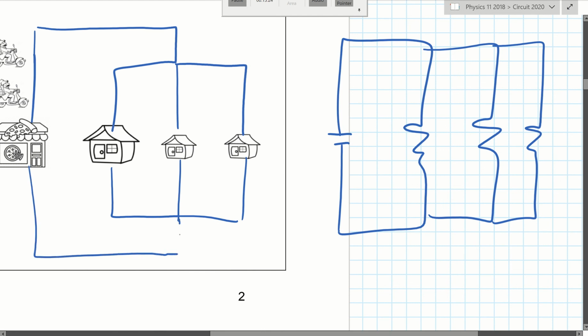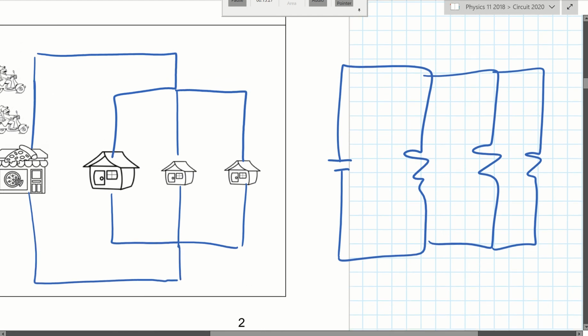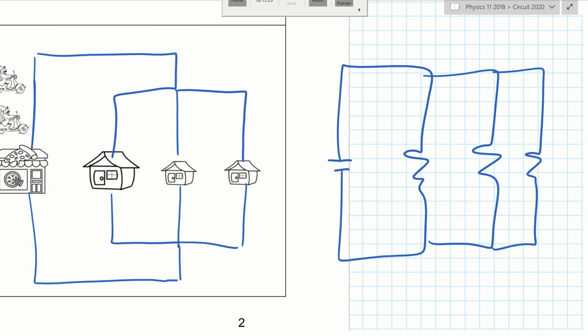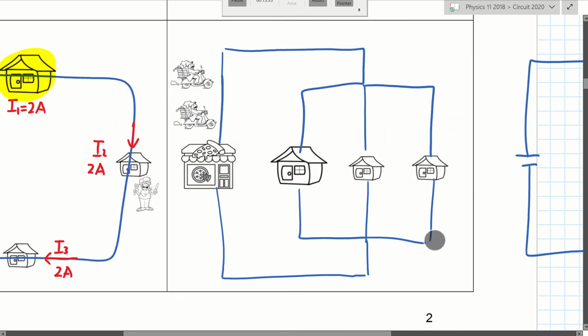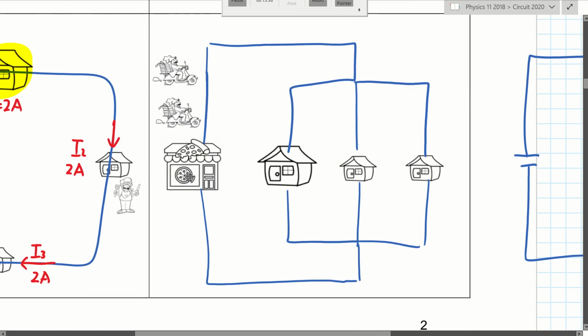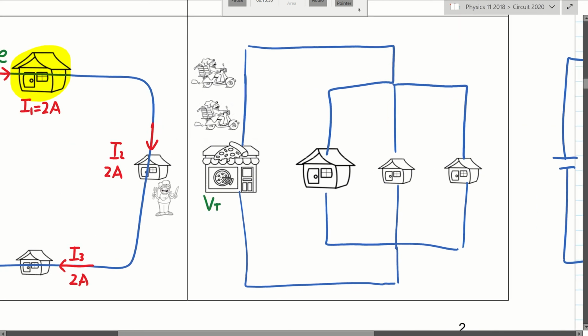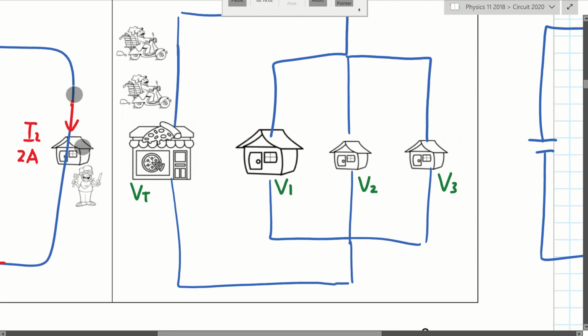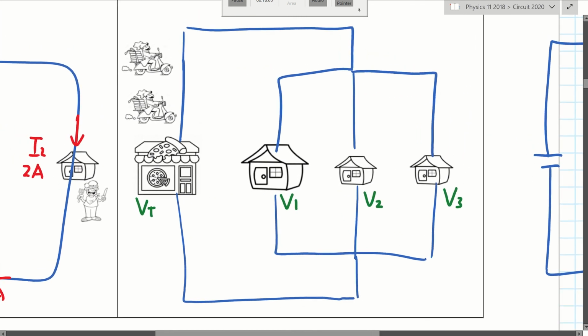Now you might think there is a difference because they're wired slightly differently, but they're actually the same. For example, let's look at the electrons. Let's talk about voltage first. This is going to be V total. Then this first resistor, or first house, is going to have a V1, this is going to have a V2, and this is going to have a V3, which is the amount of energy that you're depositing onto those houses.